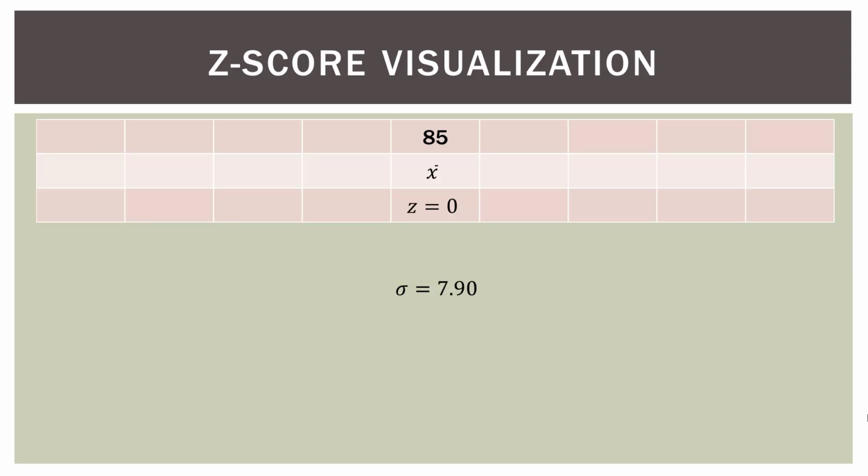Let's look at this sort of in a visual way. Now I'll set this up so we have our mean, which is x bar there in the middle. Of course, that's the number 85 in our data. And that, of course, has a z-score of 0. Down below, I have our standard deviation of 7.9.